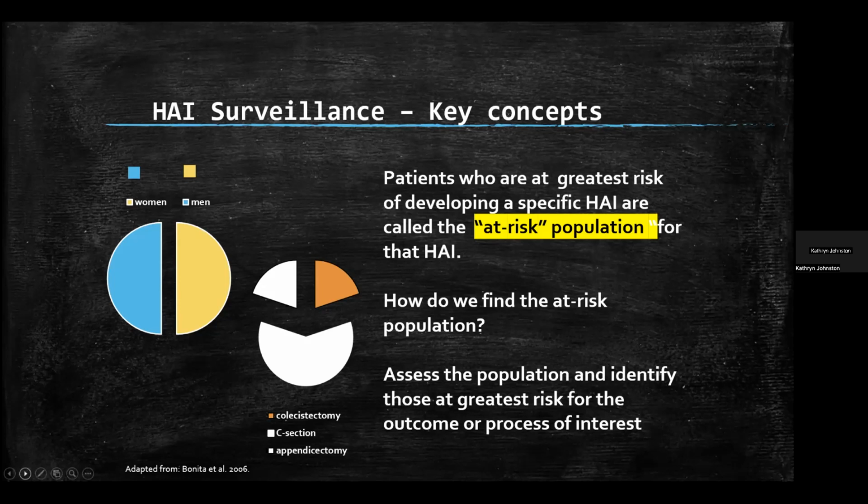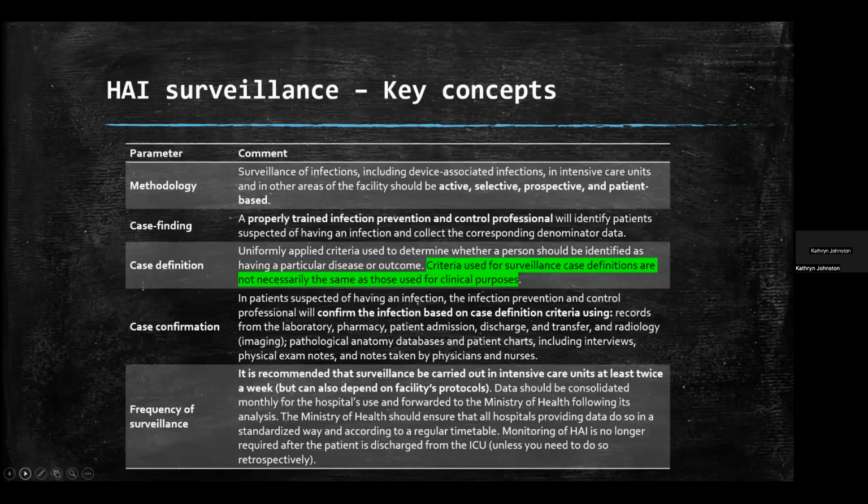When you talk about the methodology for HAI surveillance, WHO recommends that surveillance be active. In other words, it requires review of records in order to actively identify the cases as they arise. So it should be active, selective, prospective, and patient-based. There should be a proactive approach to identifying those.